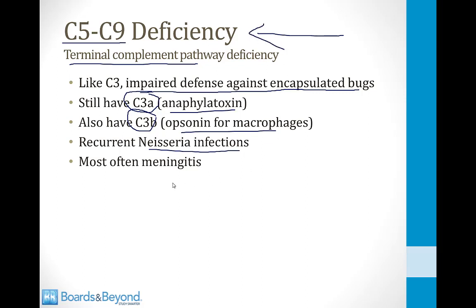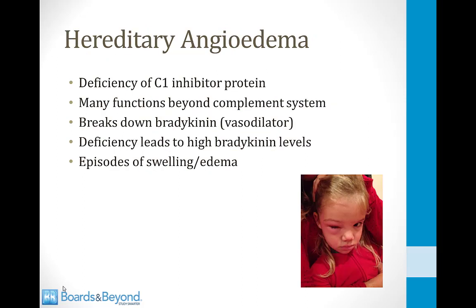So these children will present with recurrent episodes of Neisseria meningitis. Another disorder that involves the complement system is called hereditary angioedema, and people with hereditary angioedema are deficient in the C1 inhibitor protein. Recall that I told you before that the C1 complex contains several molecules. One of them is the C1 inhibitor protein.